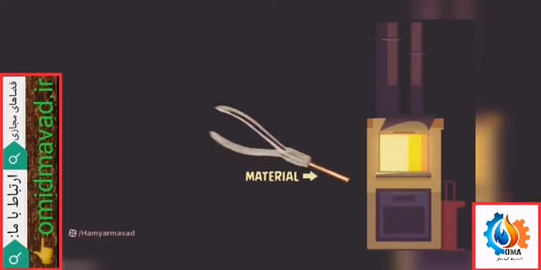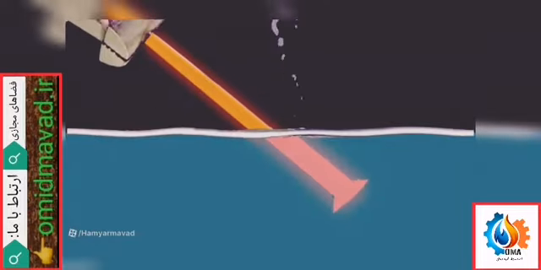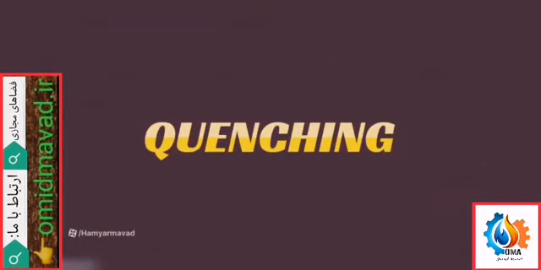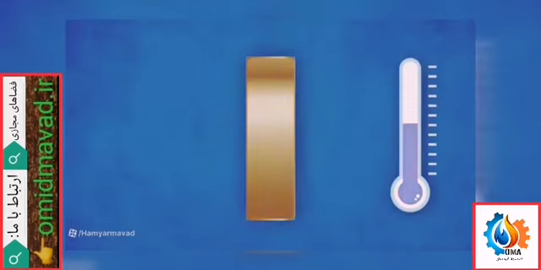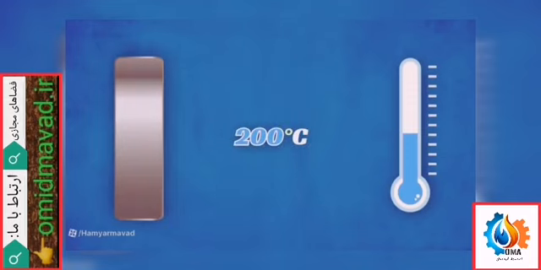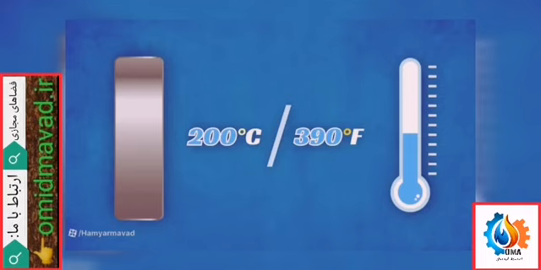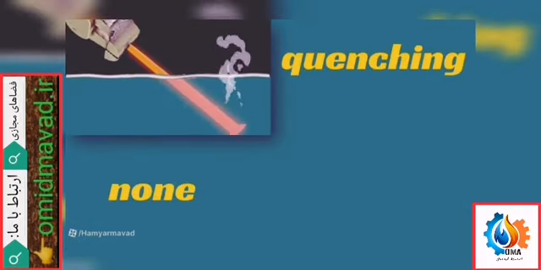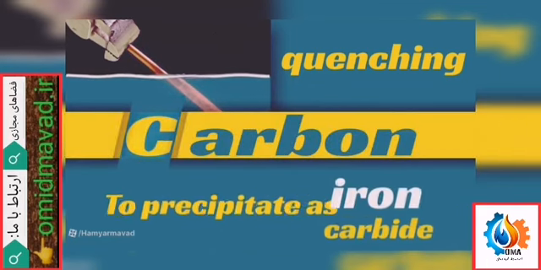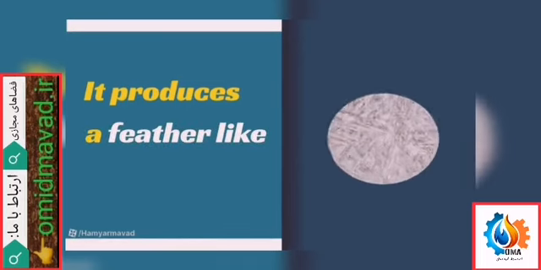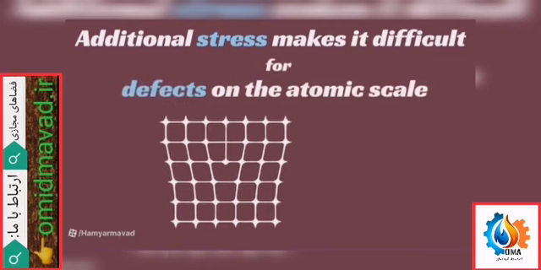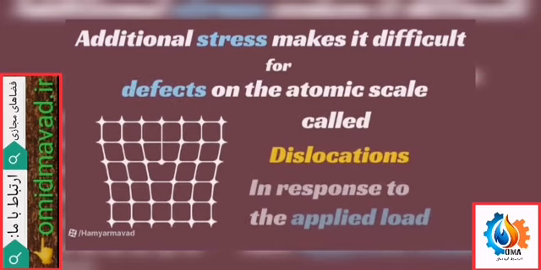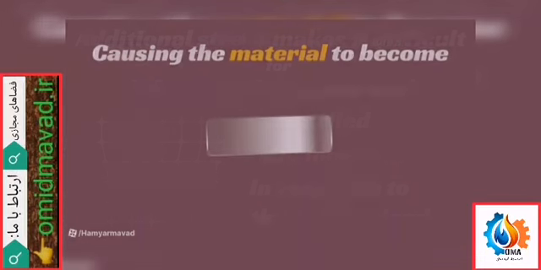The material is then removed from the furnace and submerged, usually in an agitated liquid, in a process called quenching. This causes changes in the microstructure as the component cools rapidly down to around 200 degrees Celsius or 390 degrees Fahrenheit. This quenching causes none or very little carbon to precipitate as iron carbide. It produces a feather-like structure called martensite, which distorts the internal structure. This additional stress makes it difficult for defects on the atomic scale, called dislocations, to move around in response to the applied load, causing the material to become stronger.